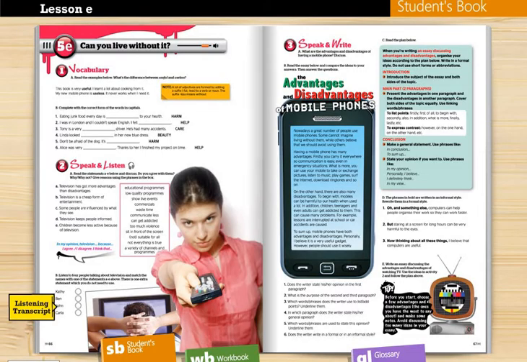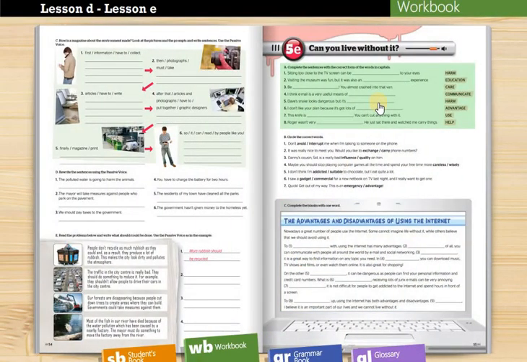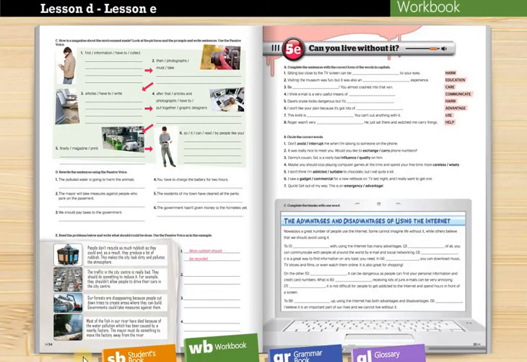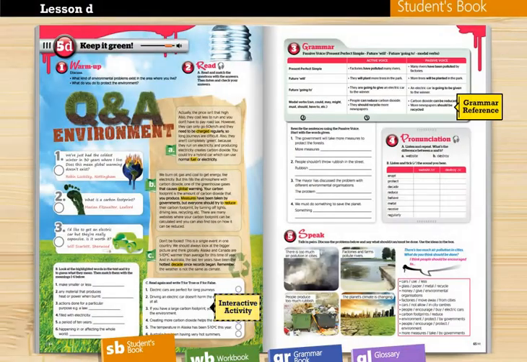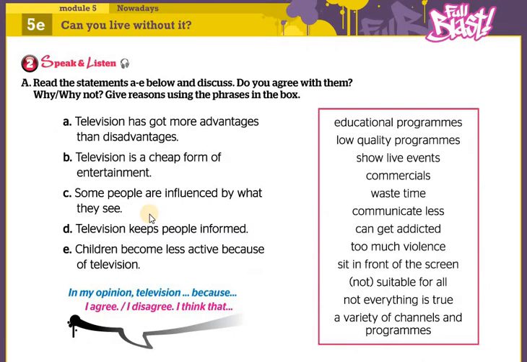So please guys, when you finish, take your workbook, page 55, and it's going to be the same exercise, right? Same words, read the sentences and try to put them in the right form, by adding some kind of suffixes. So please, when you finish this exercise, try to go back to your student's book, speak and listen, and let's see this exercise, right?